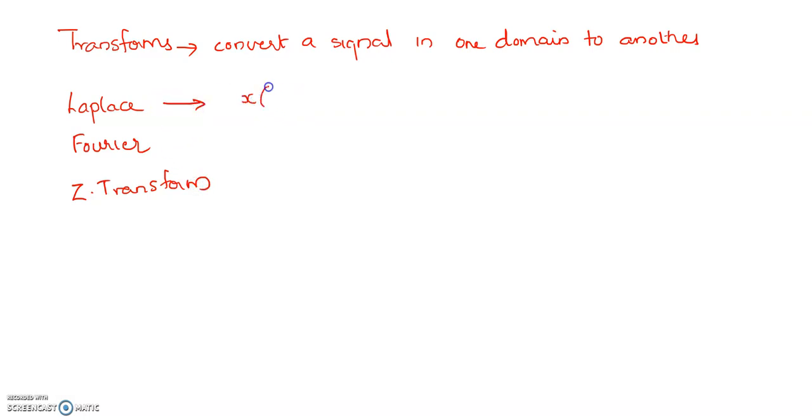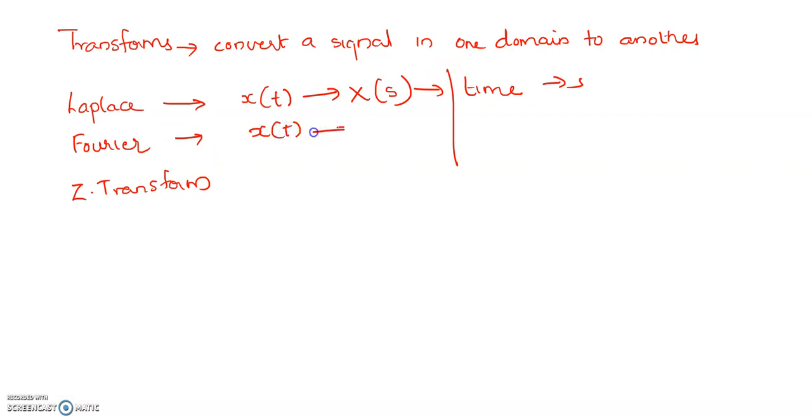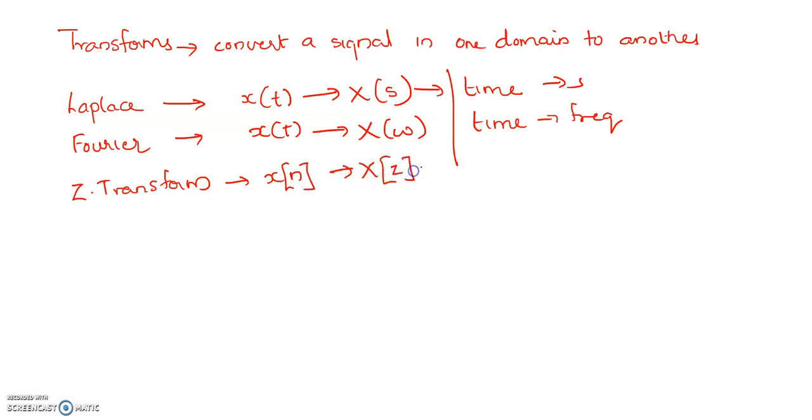In the Laplace transform, your x of t was converted to x of s. So the transformation took us from time to the s domain. The Fourier transform converted a signal in time domain to frequency domain, so time to frequency. The Z transform was normally applied to a discrete signal x of n, and the discrete time signal got converted to the Z plane. So that is what these transforms are basically used for.